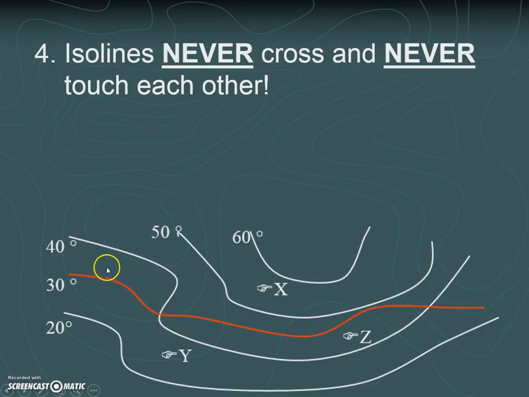Well, hopefully you realize that the orange line represents places that are 30 degrees, and this white line represents places that are 40 degrees. If two lines touch, it means that this one point is 30 degrees and 40 degrees. And we know it's impossible for one point to have two different temperatures. So that's why your lines can never cross and can never touch each other.